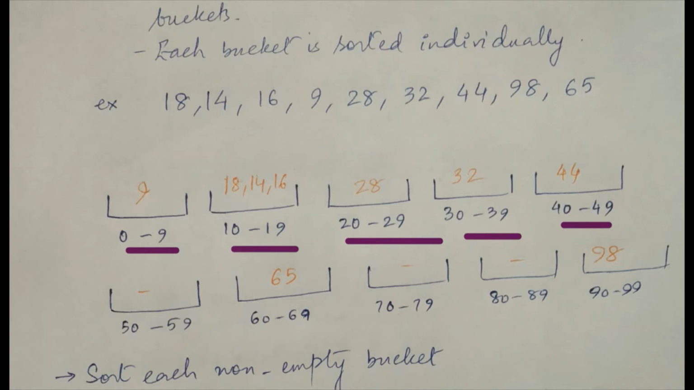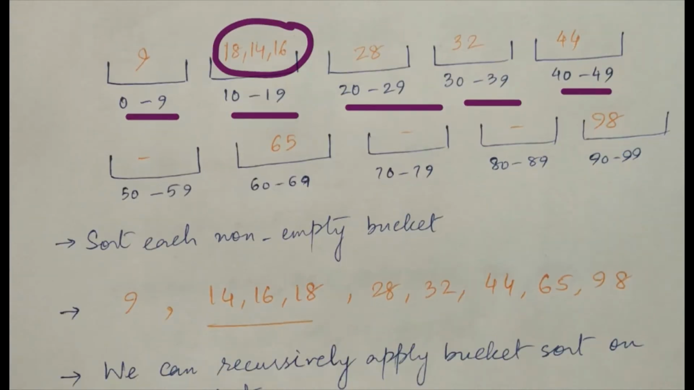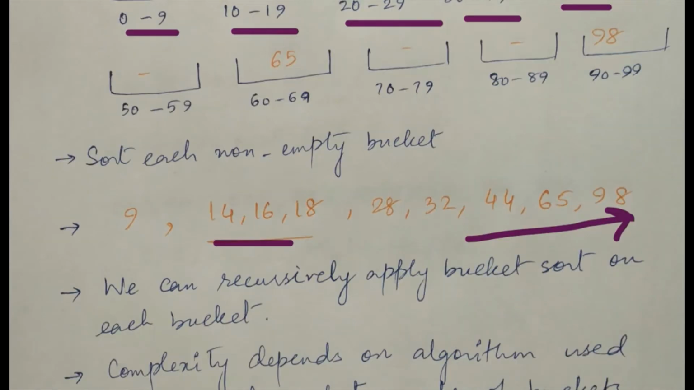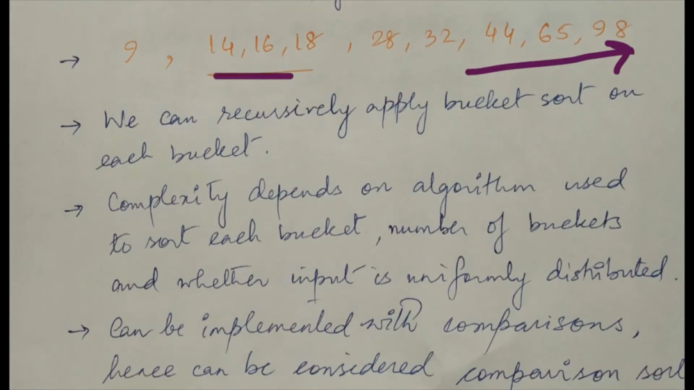If there's only one element, it is already sorted. This one has more than one element, so I can sort this bucket with any sorting algorithm that I like. And once they are sorted, you just have to place all the buckets in sequence and you get the sorted array in the end. You can apply bucket sort again on this, which is your wish, or any other sorting algorithm.